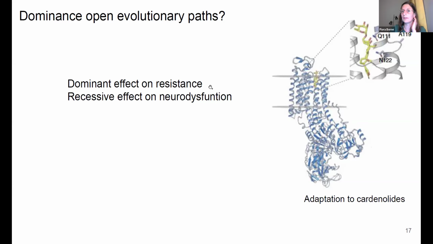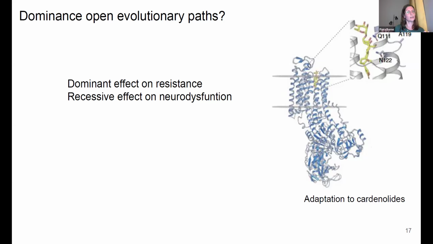are dominant for resistance. So if you only have one allele of these mutations, you are resistant to the toxin, but they are recessive for the deleterious effects that are associated with them. So basically, if you have a heterozygote with those mutations, it's resistant and it's completely fine.